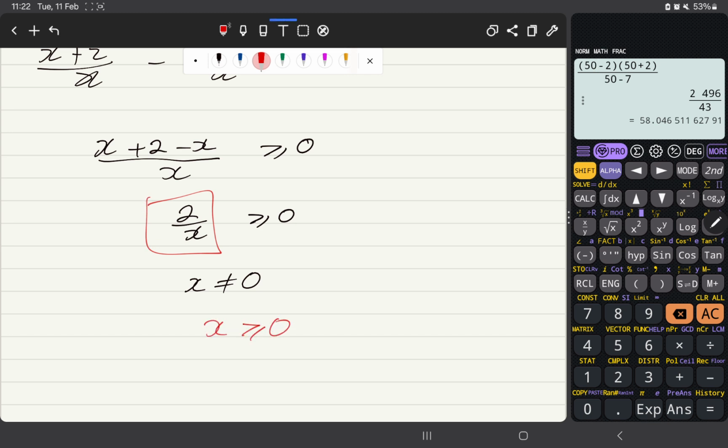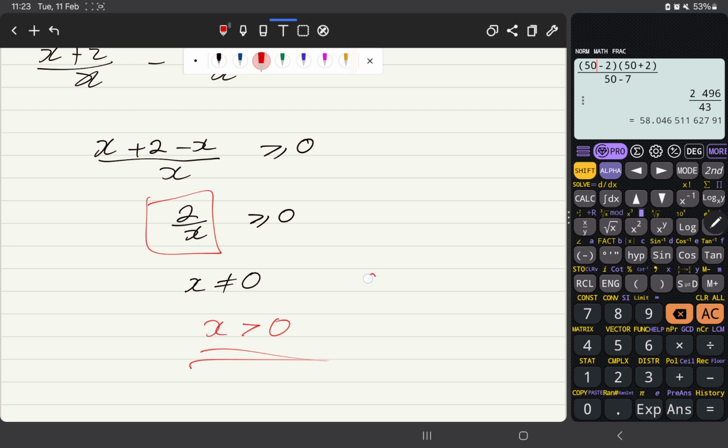We cannot include equal to because, yeah, sorry for that. Once we include 0, the whole thing becomes non-real. And then you are done solving this.